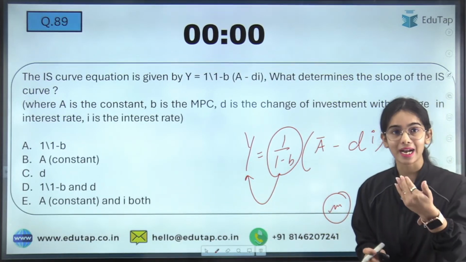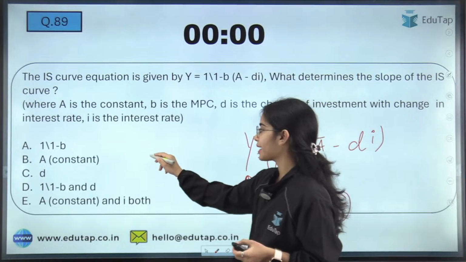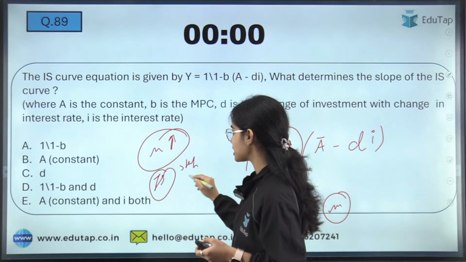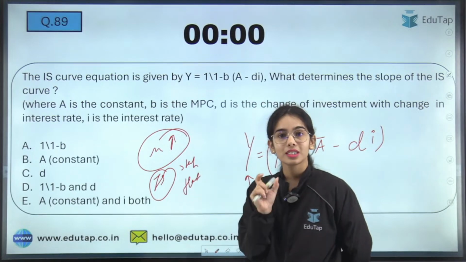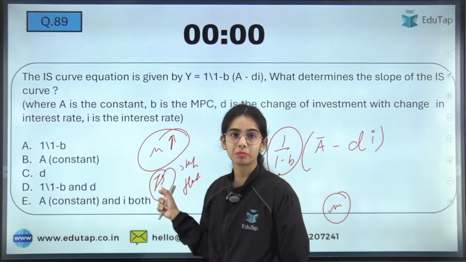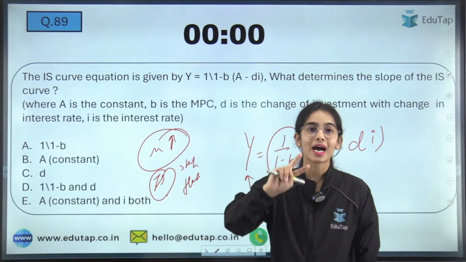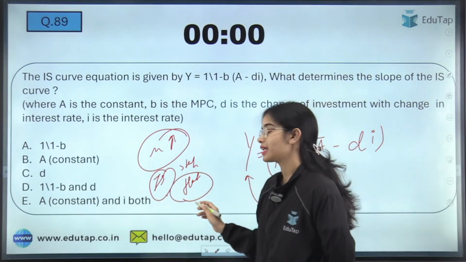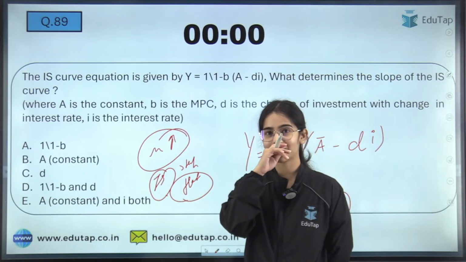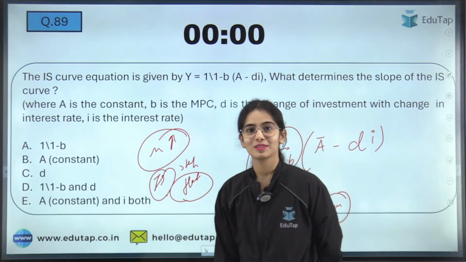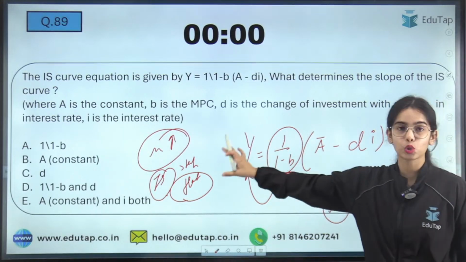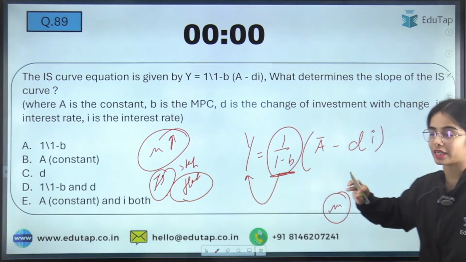If the multiplier is high, will the IS curve be steep or flat? Can you tell me? If the multiplier is high, the IS curve will be flat. Kindly focus here. We will discuss all of that at the end of the session. So this is the multiplier on which the slope depends, whether the IS curve will be steep or flat. Next is d.